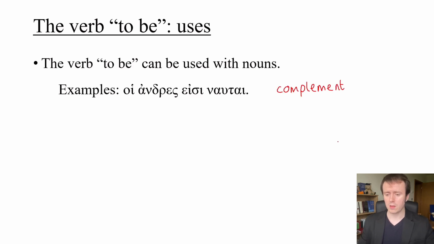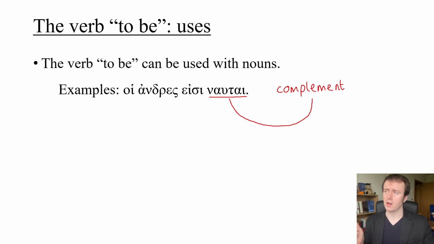Rather, what you have with the verb to be is technically called the complement. The complement is the thing that follows the verb to be in English. So in this sentence here, the men are sailors, nautai is the complement. The complement is what completes the verb to be.